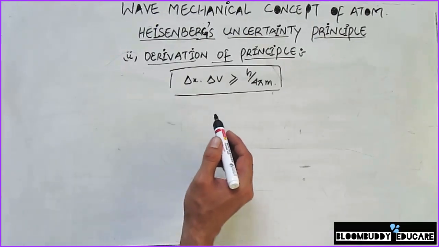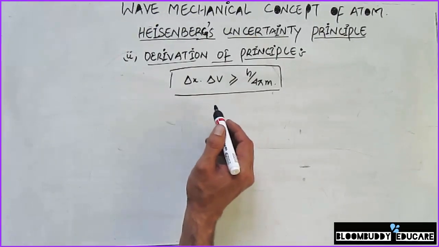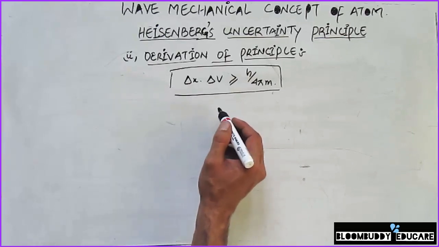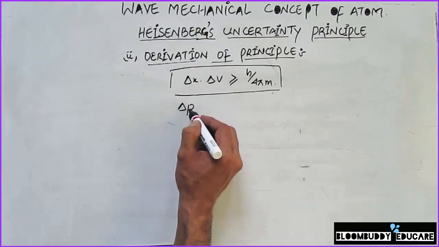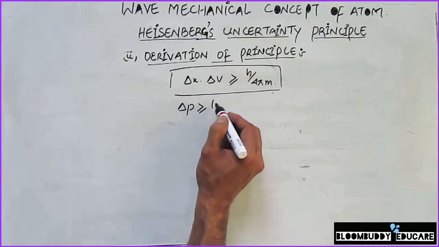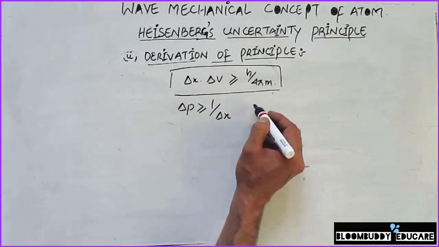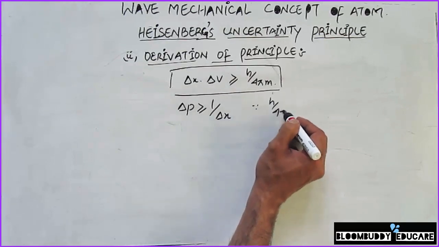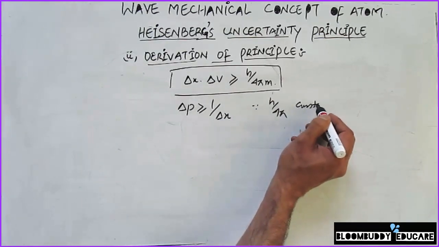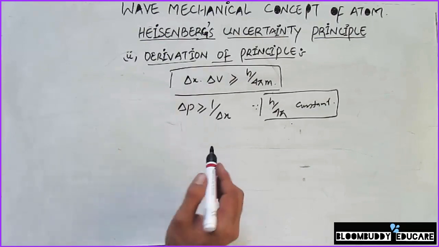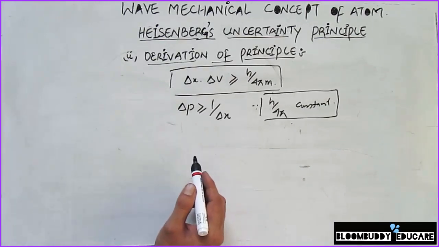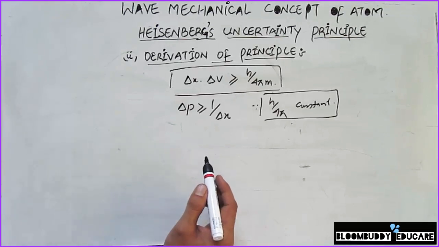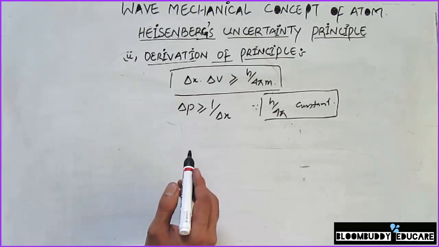Heisenberg's derivation can also be written in terms of proportionality, wherein we can say that delta p is greater or equal to 1 by delta x, since h by 4 pi is a constant value. When delta p is very small, the momentum of an object can be measured accurately, but uncertainty will be introduced in its position and vice versa.